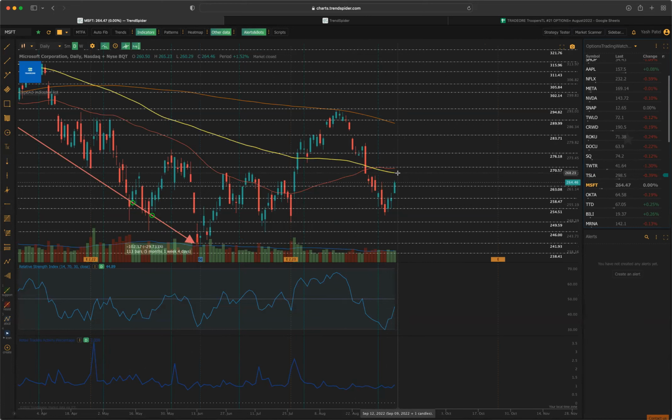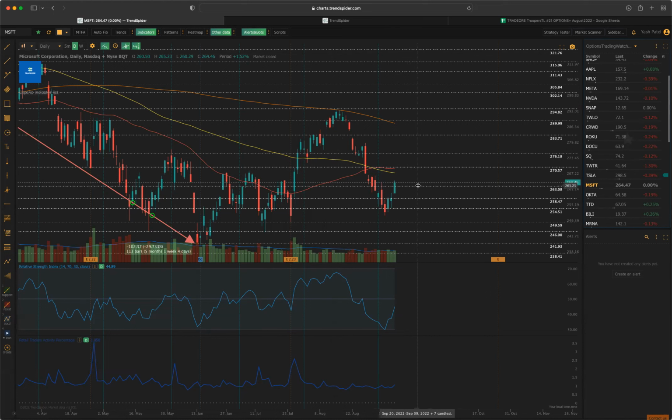So the first resistance for it is going to be at 268 this week, and then 270. So those are the two levels I'm watching on the upside. So keep an eye on those. If it fails at those levels, then puts can start to work.